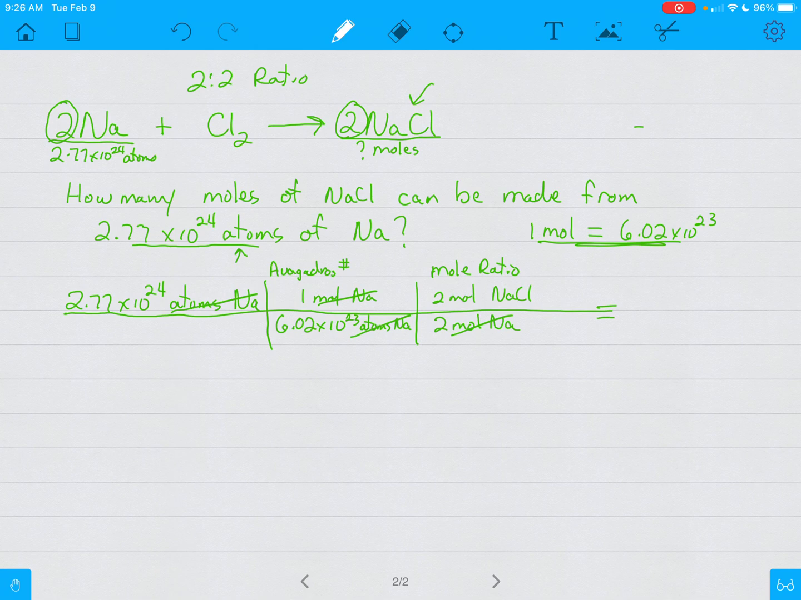Okay, so now I made it. I made it to exactly where I wanted because I wanted question mark moles, right? So now I just have to do the math. And when I'm doing the math on the calculator, it's going to look like this.